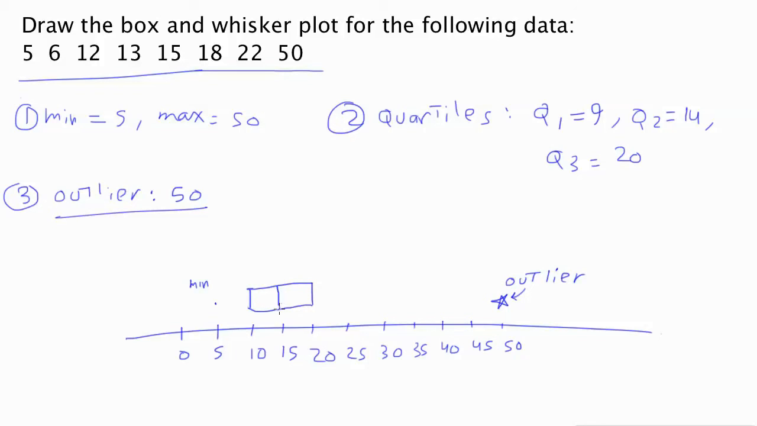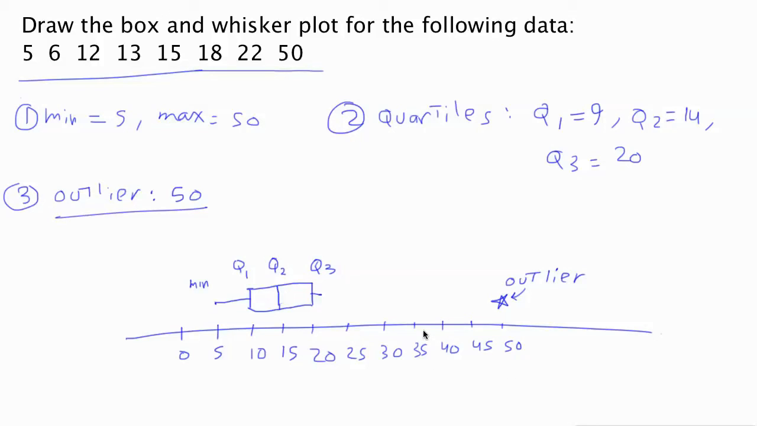I know my handwriting is not great, but anyway, that's Q1, Q2, and Q3. Now, the whisker will go from the minimum to Q1 as usual because there is no outlier on this side. But on the other side, there is an outlier, and the whisker cannot go all the way to the outlier. It will go to the value just before the outlier, which is 22 in this case. 22 is almost here. So it will just come here, and that's it. Stop at 22 because the other value is considered an outlier.